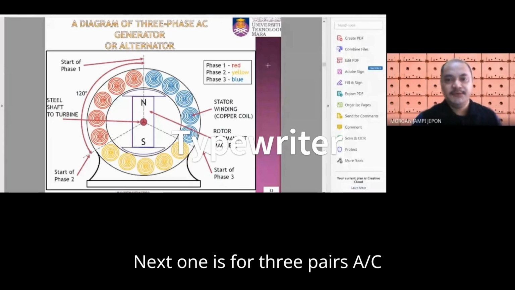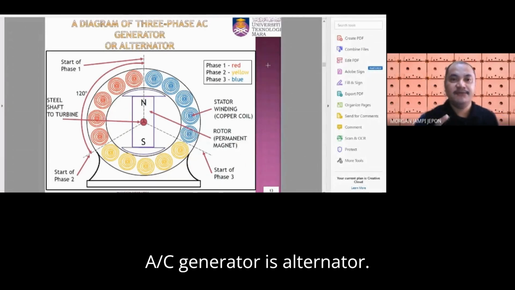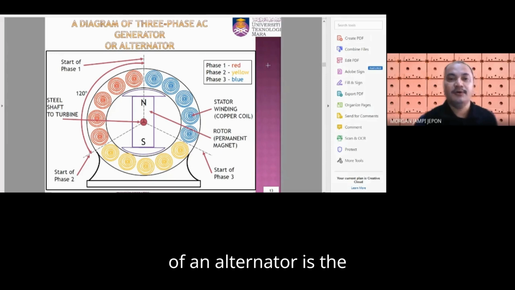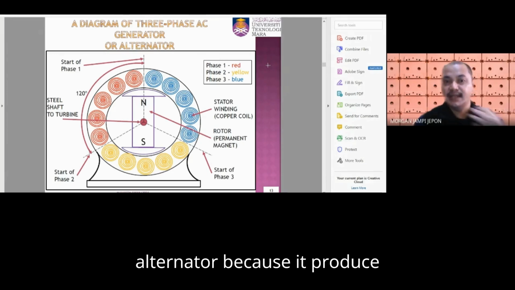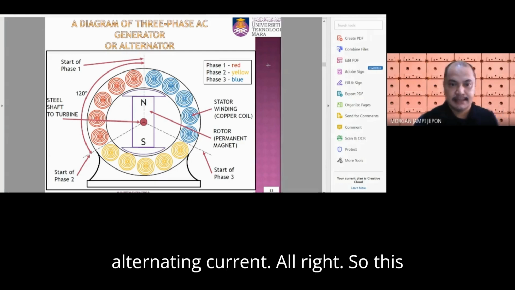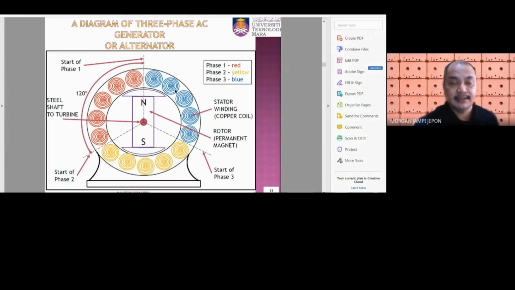Next one is for three-phase AC generator. Another name for AC generator is alternator. An example of an alternator is the one that we got in our car. We call it an alternator because it produces AC. AC stands for alternating current. All right, so this is a look of an alternator.